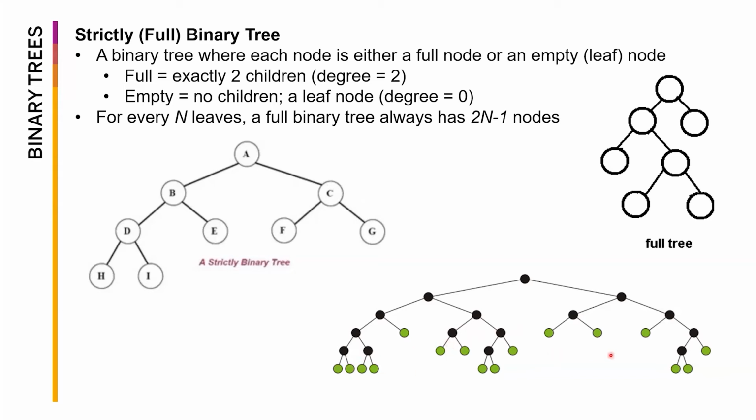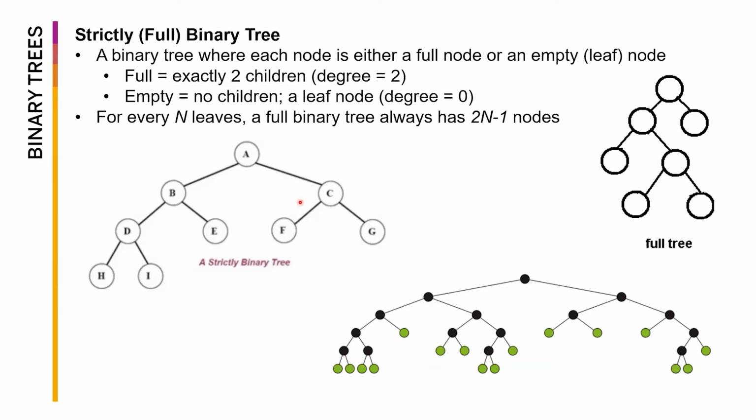So just count the number of leaves, all nodes that have degree 0 or no children, and then apply the 2n minus 1. So you have an estimate of the number of total nodes in a full binary tree, right?